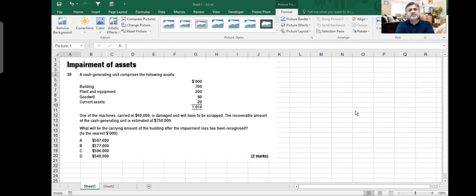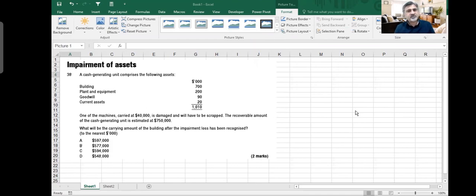Pretty simple question, but that's like a starting point. Impairment of assets, IAS 36 we are talking about. The question says that a cash generating unit comprises the following assets. So number one, what is a cash generating unit? Before I move on, I'll just say a cash generating unit is any asset or a combination of assets for which you can find out its own cash flows, which has identified own cash flows.